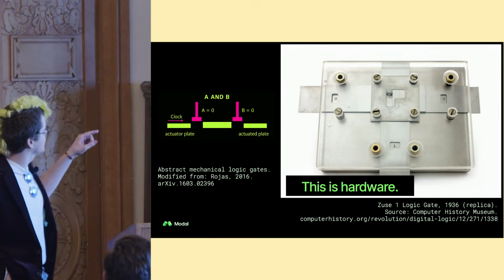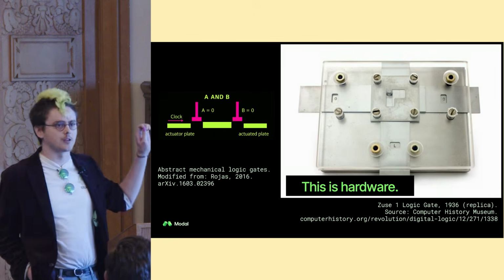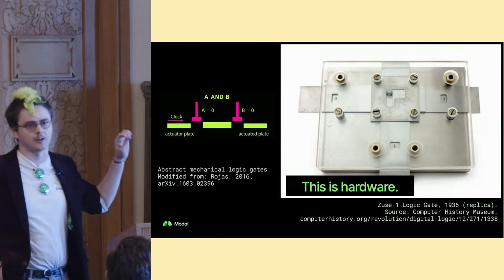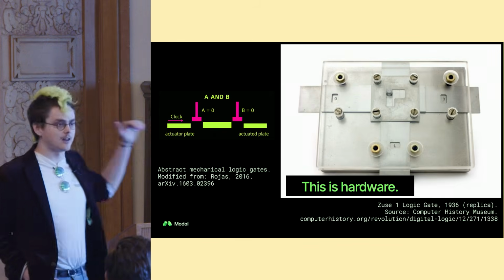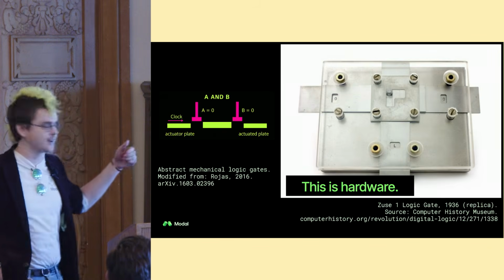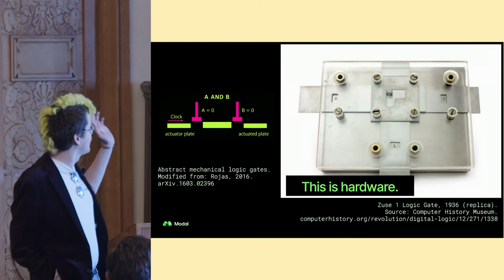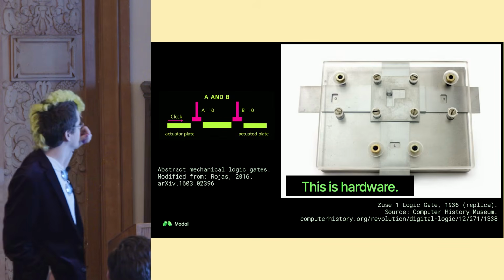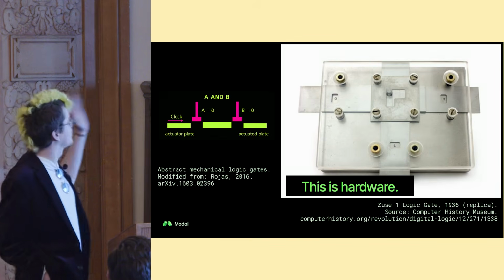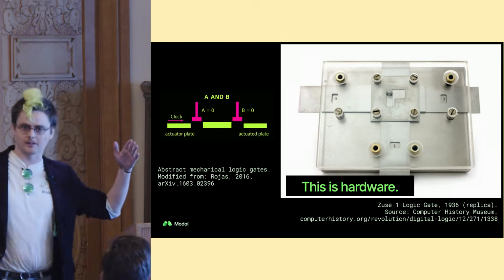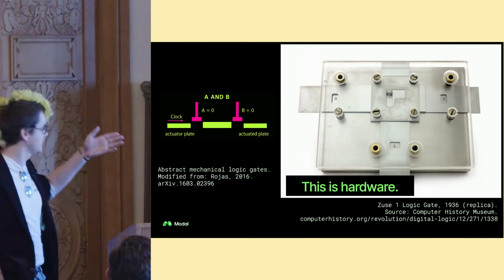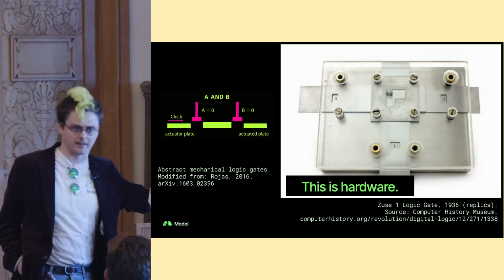The way it worked was that the true and false values, Boolean values, were represented by the position of physical components. And then a ticking clock would push. If something was present, 1, then it would contact it. And if it wasn't present, 0, then it would push past it.